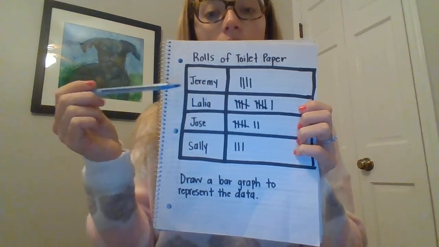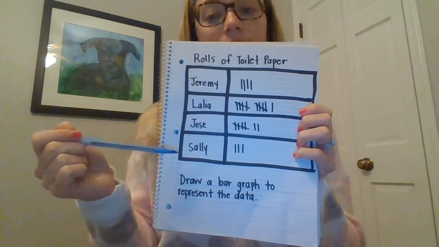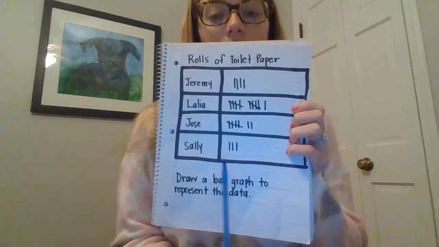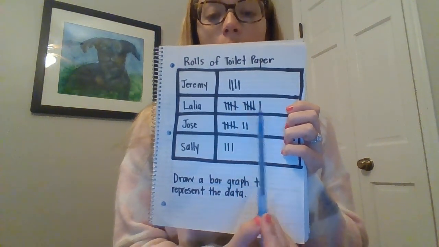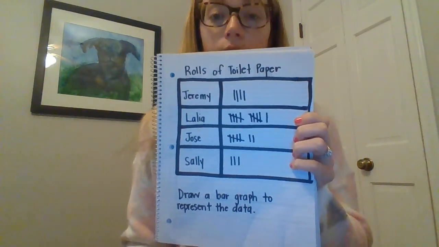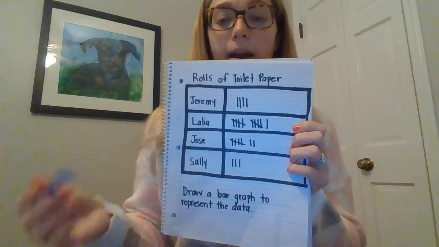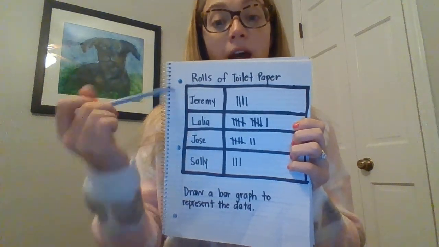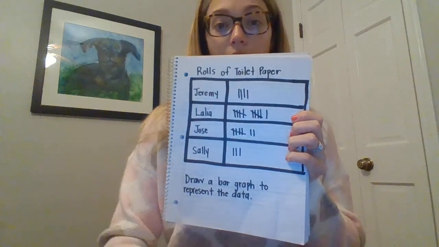So our categories are going to be Jeremy, Layla, Jose, and Sally. You can see that we have used tally marks to represent the number of rolls of toilet paper that they have at their house. So what I want you to do is pause the video and tell the people around you, tell yourself, write it down. How many rolls does Jeremy have? Write the digit. Layla, Jose, and Sally. Go ahead and do that.